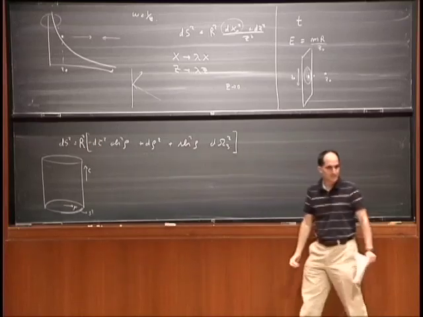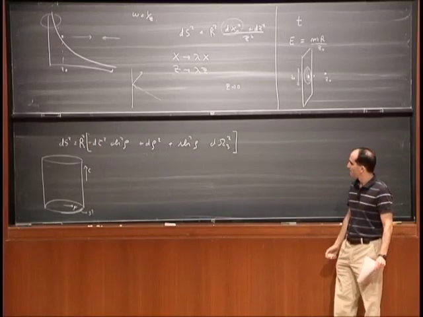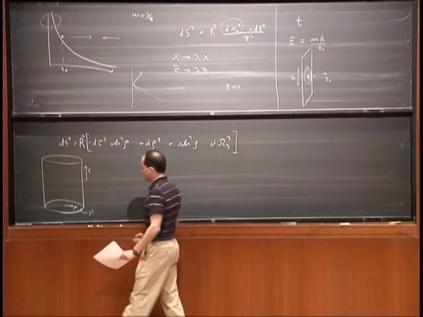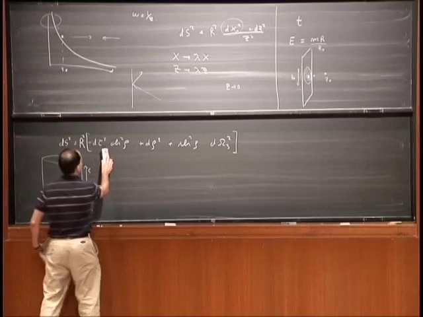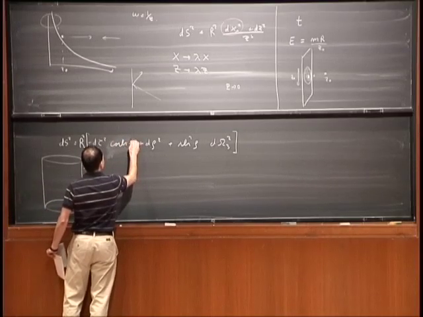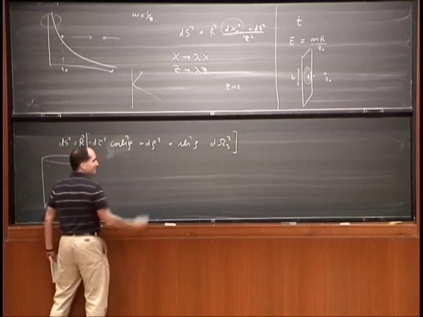Yes? The term you have multiplying d tau squared, is that ln? What is that? Hyperbolic cosine. I'm sorry, I learned with Russian books, which write this differently. Sorry about that.